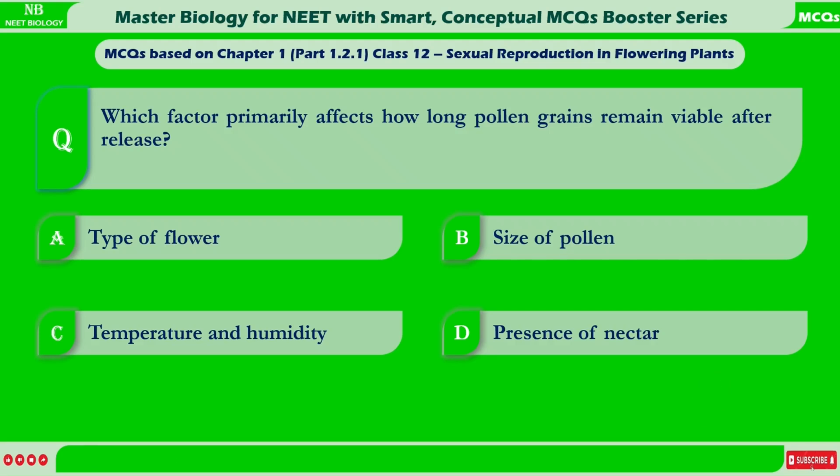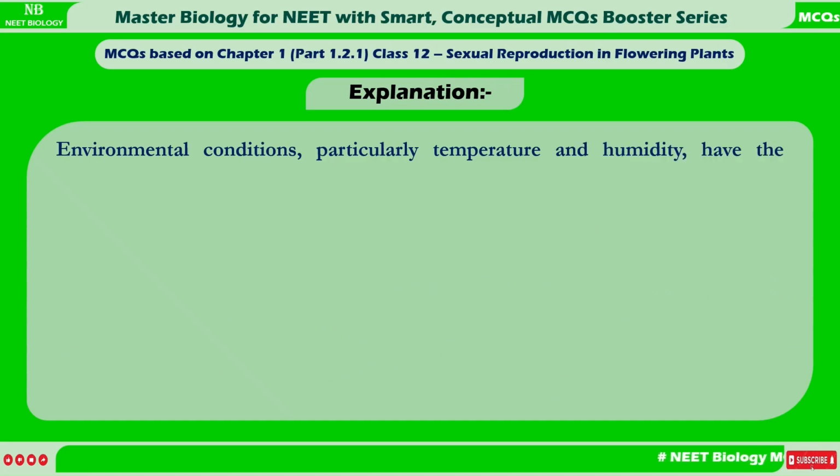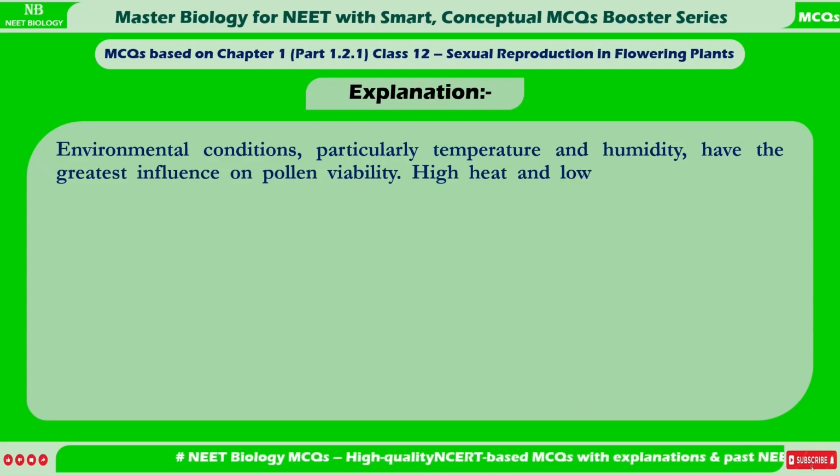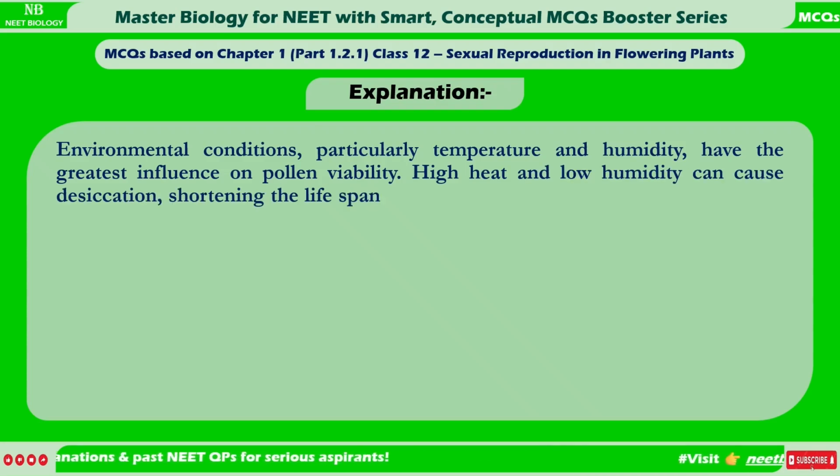Correct answer is C. Temperature and humidity. Explanation. Environmental conditions, particularly temperature and humidity, have the greatest influence on pollen viability. High heat and low humidity can cause desiccation, shortening the lifespan of viable pollen.